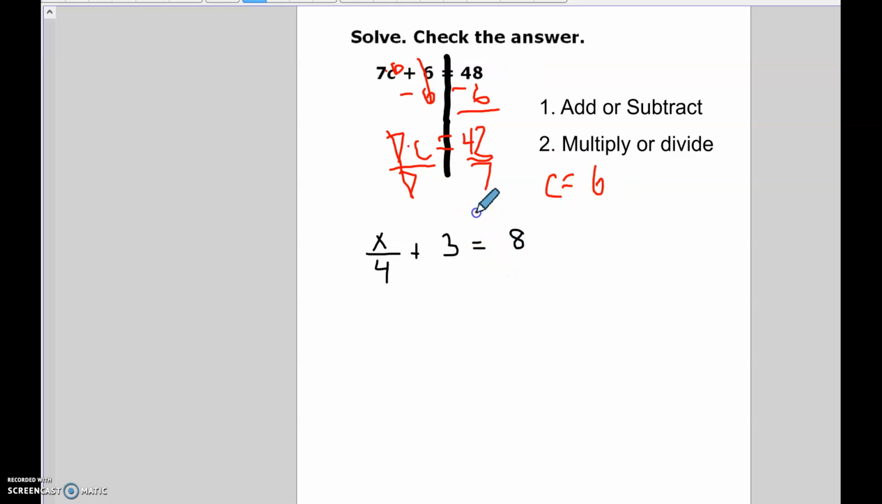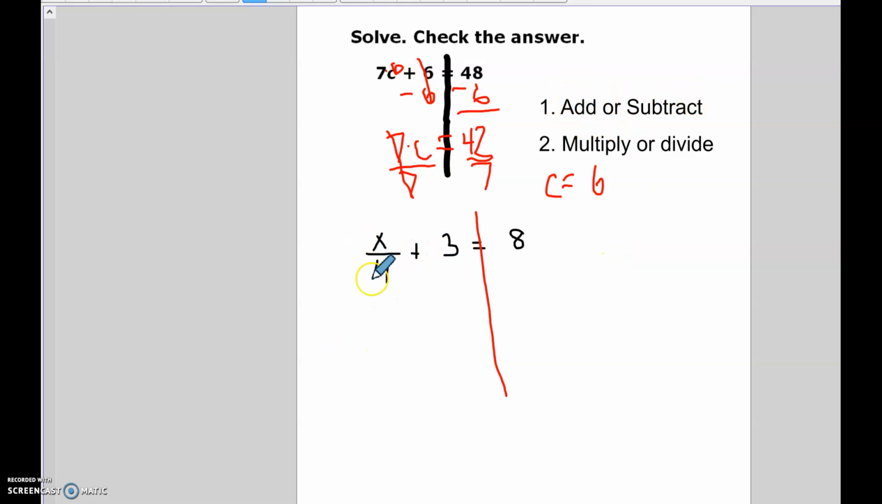Okay, now I have another one where I have x fraction bar 4. That means x divided by 4. So what number can I divide by 4 and then add 3 and get the answer of 8? I'm going to do the order of operations backwards to undo this. So I'm going to add or subtract first.